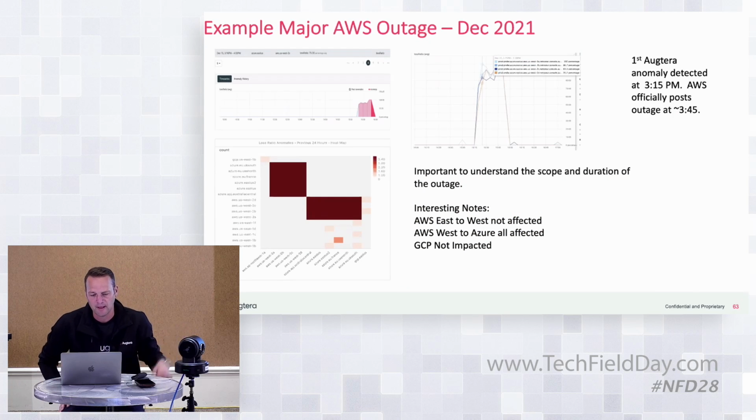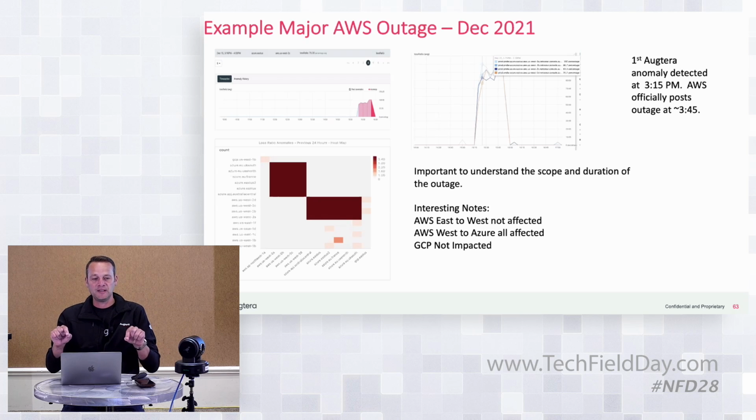There's actually one from a couple of days ago, maybe yesterday, that we caught too, which is interesting. Amazon had a bad December 2021. They had a couple of really big outages. And if you're an Amazon user, you're affected in different ways. At Augtera, we have our software deployed across multiple clouds. I'm going to show you a live example of that in a second.